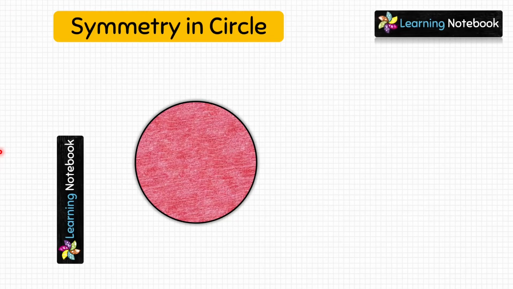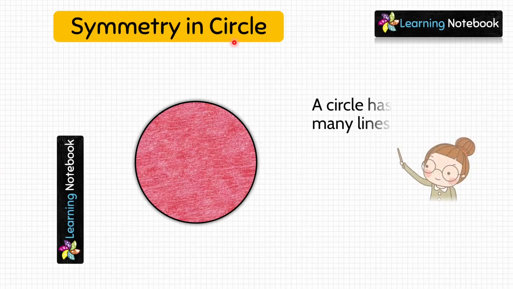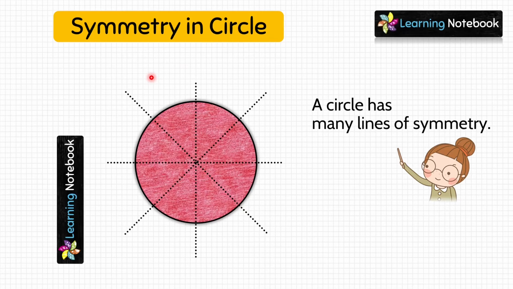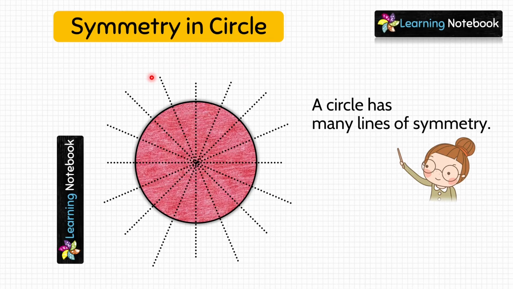Now let's see symmetry in last type of plane figure, which is circle. Students, a circle has many lines of symmetry. See here. Vertical, horizontal, diagonal. You can have many lines of symmetry in a circle.